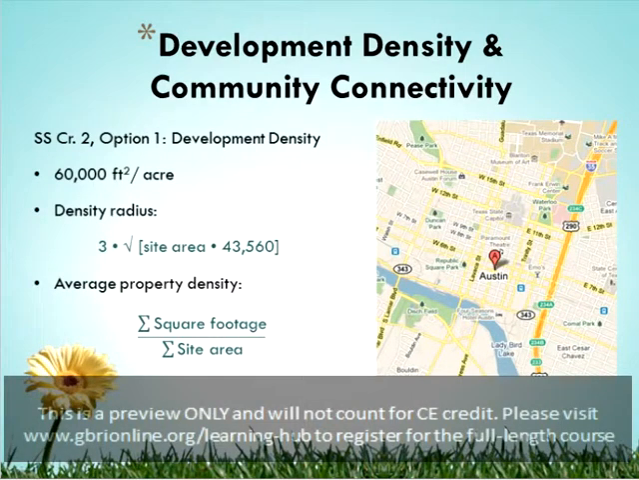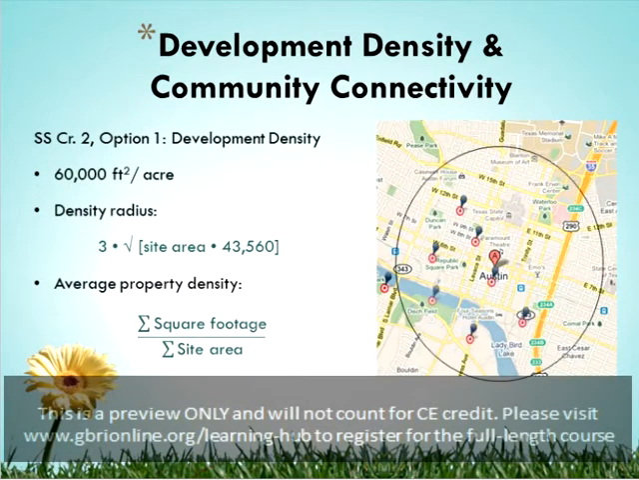In order to determine compliance, first determine the building's square footage as well as the site area. The ratio of these two must be at least 60,000 square feet per acre. You will then determine the density radius that you'll be using for the rest of the calculation. Convert the site area into square feet by multiplying the acreage by 43,560. The square root of this number is multiplied by 3 to determine the density radius.